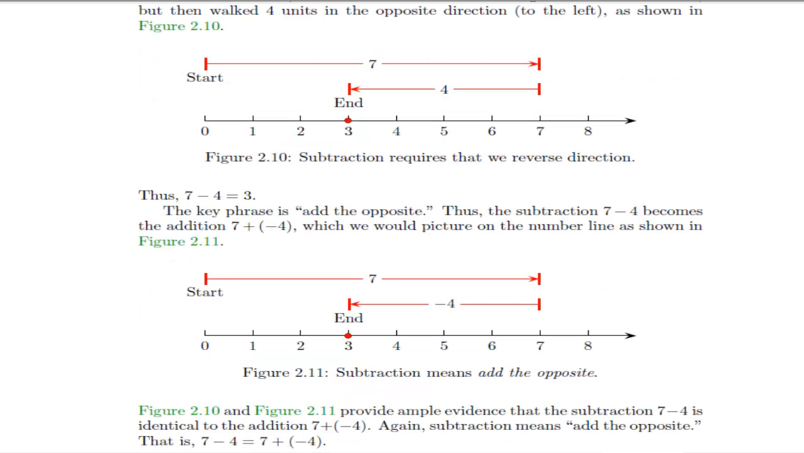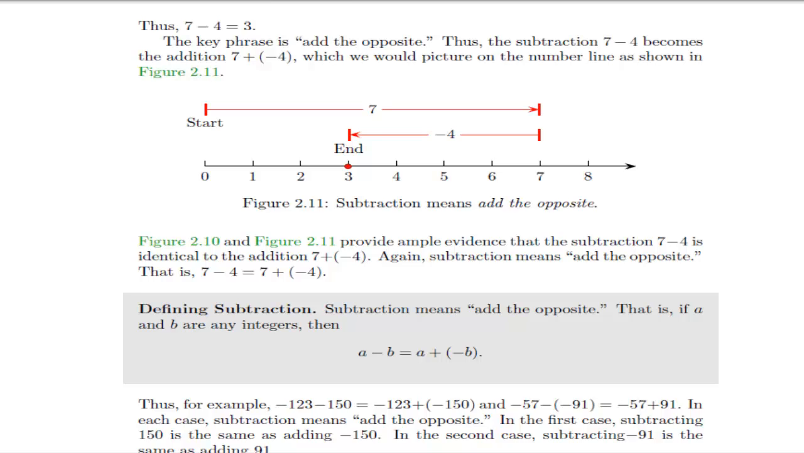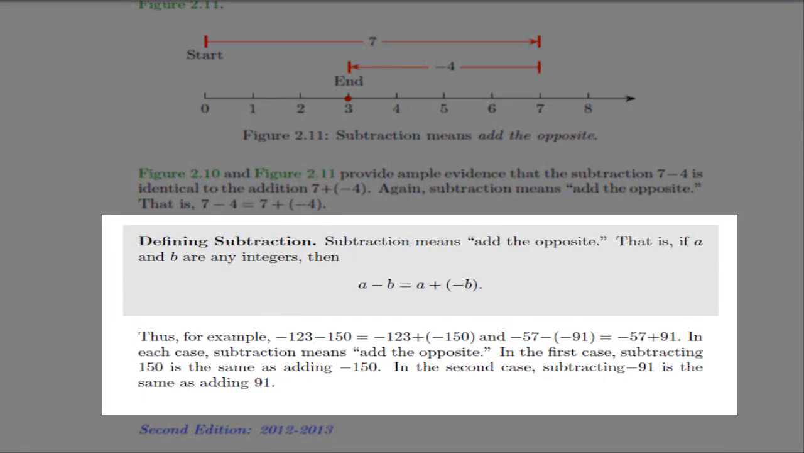Figure 2.10 and Figure 2.11 provide ample evidence that the subtraction 7 minus 4 is identical to the addition 7 plus negative 4. Again, subtraction means add the opposite, that is, 7 minus 4 equals 7 plus negative 4. Defining subtraction: Subtraction means add the opposite, that is, if a and b are any integers, then a minus b equals a plus negative b.